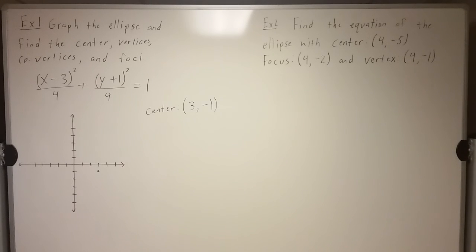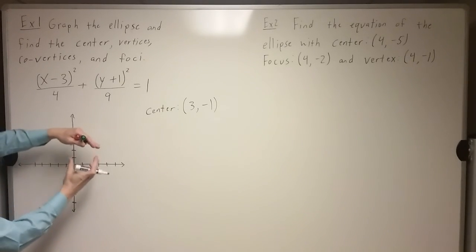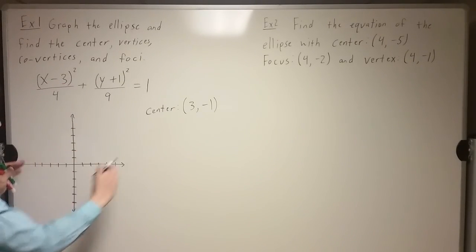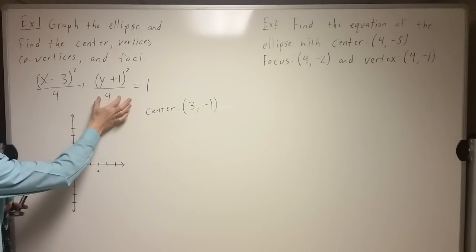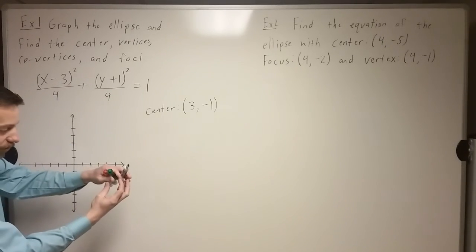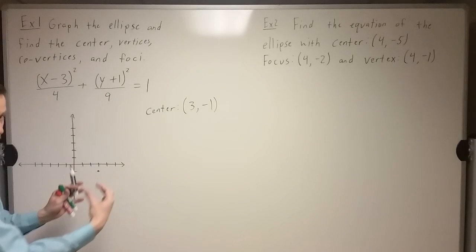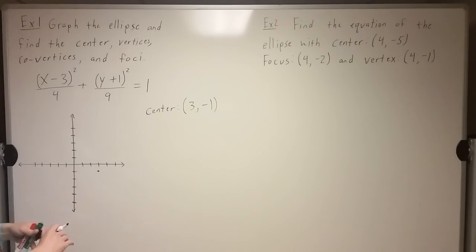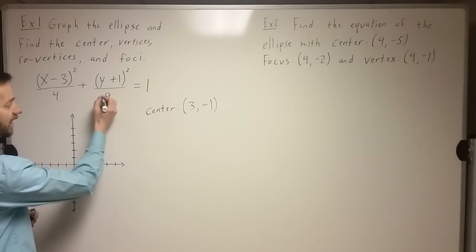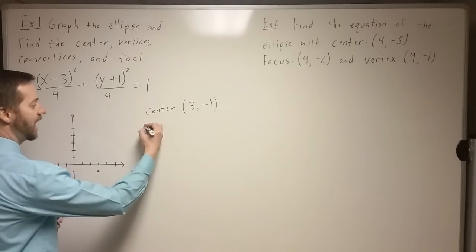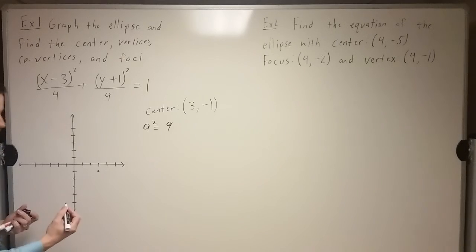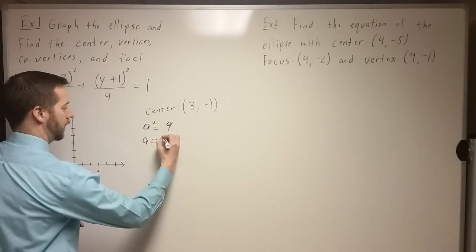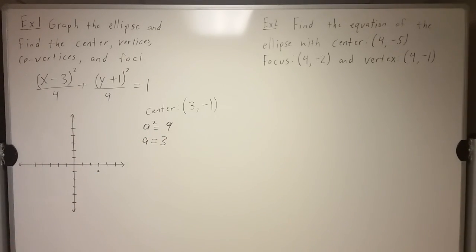All right, let's see if we can go from there and find some other information. Something else I'd like to think about is, is this going to be a vertical major axis or a horizontal major axis? Now, from what we just discussed, we're just looking for which variable has the bigger number under it. That's the y, which means this is going to be stretched out more vertically than it is horizontally. So it's going to have a vertical major axis. So that means this number right here is a squared. So a squared equals 9. So therefore, a is 3, just taking the square root of both sides.